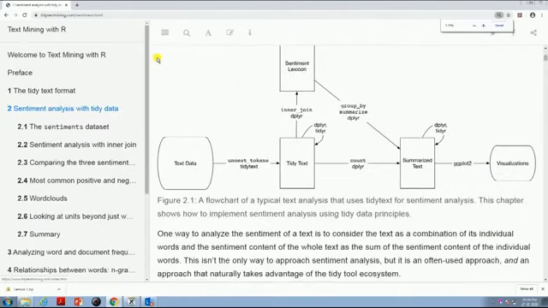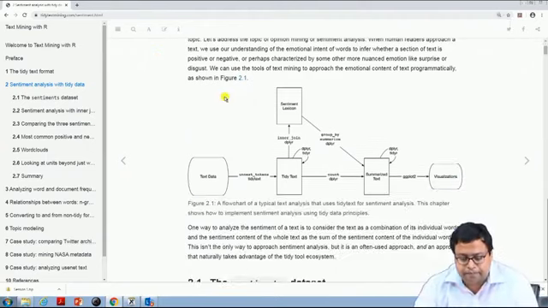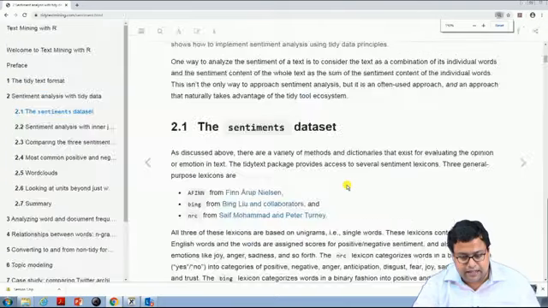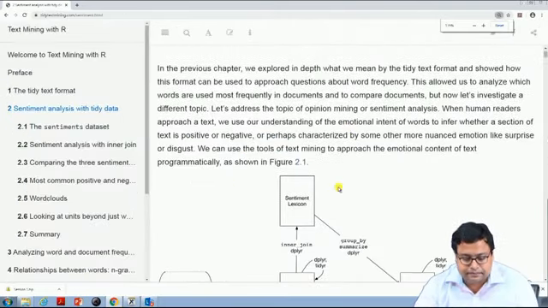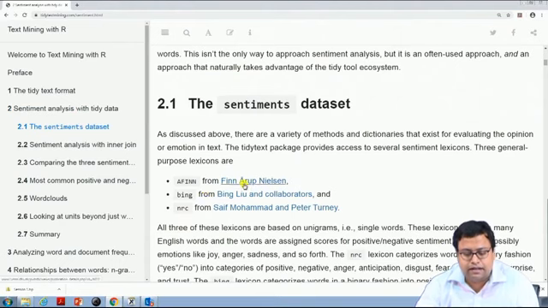So in this particular session also, we will be doing that. There are 3 libraries that these guys are using. If you carefully see, the 3 library names are Afinn, which is created by Finn Arup Nielsen, and then there is the Bing library, which is another lexicon, and there is NRC, which is another lexicon.